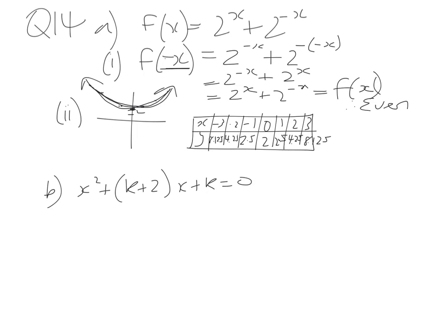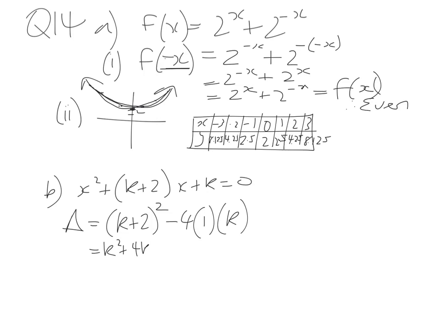Okay, so show that the quadratic roots are real and different. Okay, so we're going to do the discriminant. So we get b, which is k plus 2 squared, minus 4 times 1 times k. k squared plus 4k plus 4 minus 4k, k squared plus 4. Just they cancel each other out.